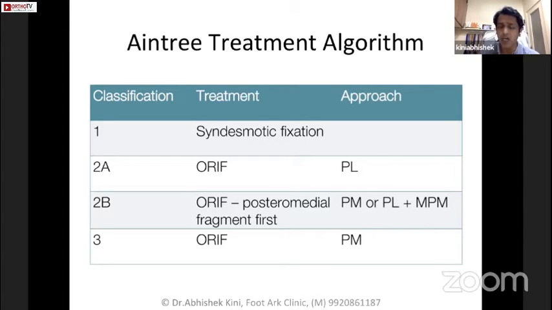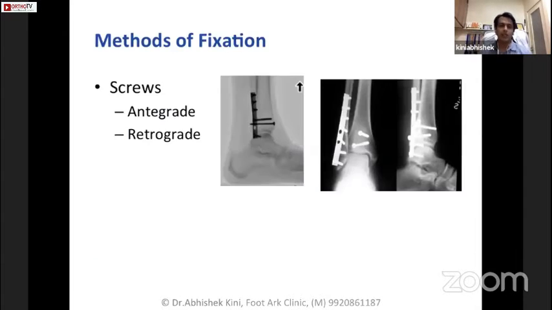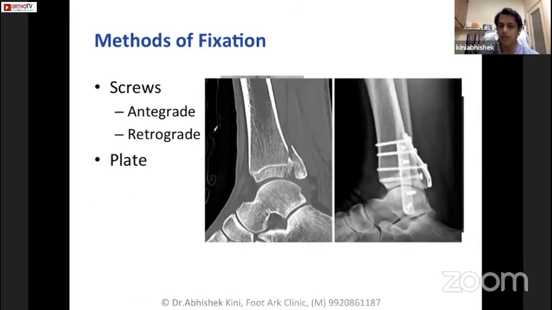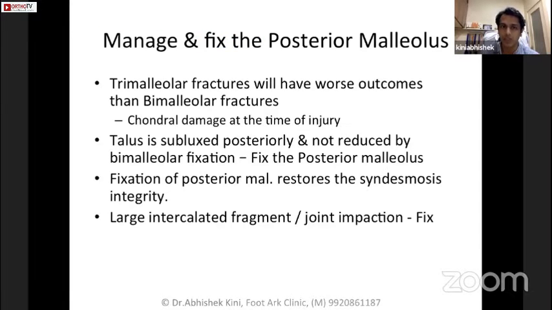And in type 3, you need more of a posteromedial approach for these posterior fragments. So method of fixation of these posterior malleolus can be screws, which can be antegrade or retrograde, or it can be done with a plate where you need to reduce the intercalated fragments and put an anti-glide kind of a plate to reduce this. So you need to fix the posterior malleolus.